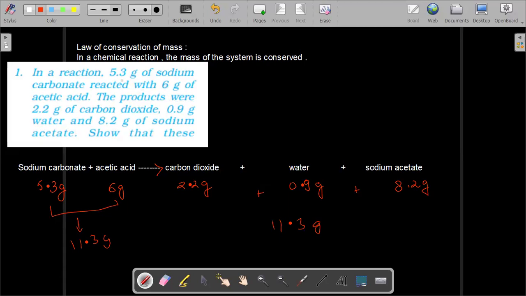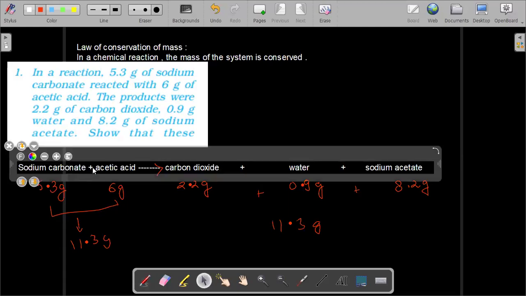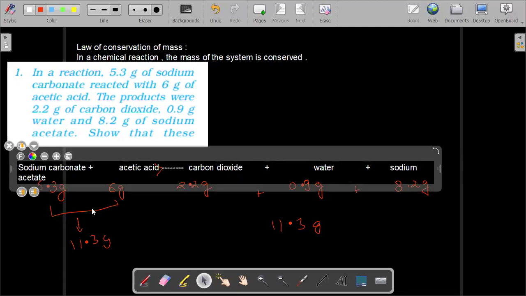So from here we get, you have 5.3 gram of sodium carbonate reacted with 6 gram of acetic acid. So we have written the reactants here: sodium carbonate, and we have also written acetic acid. Got it? Yes, sir.